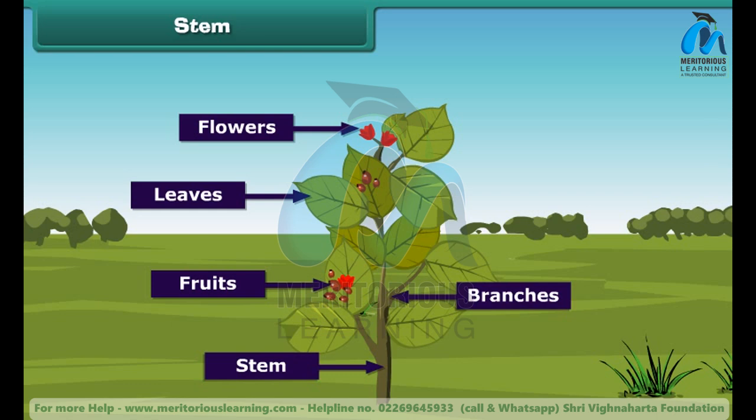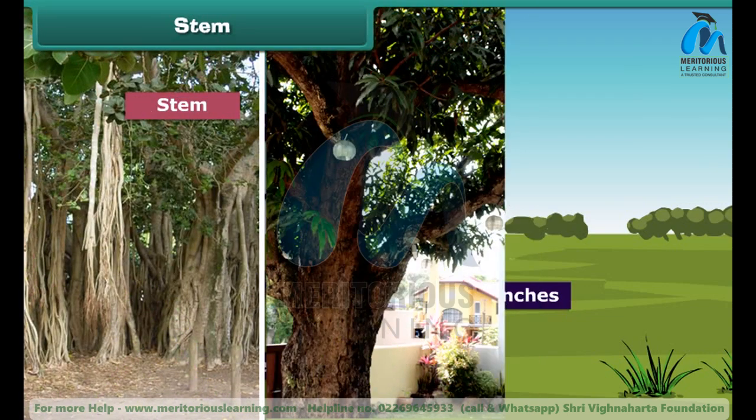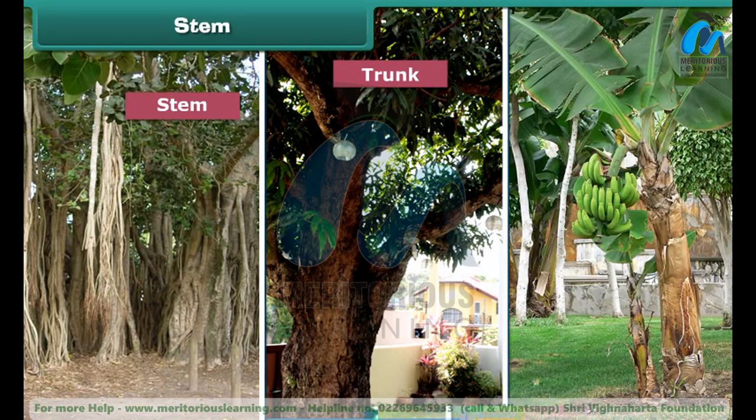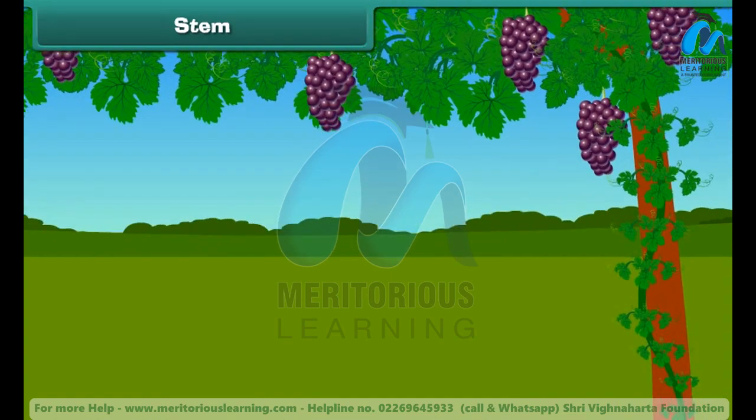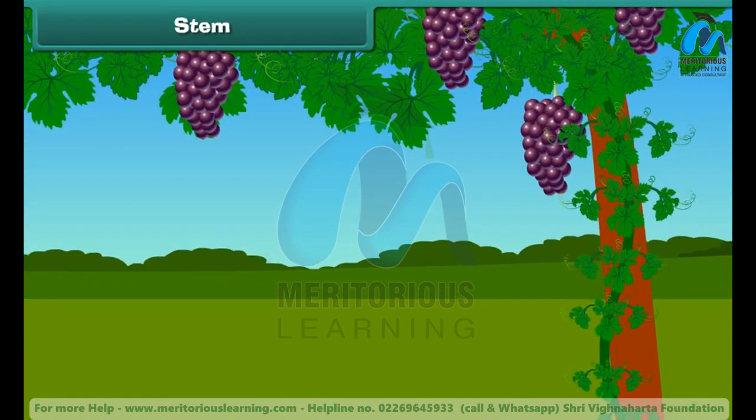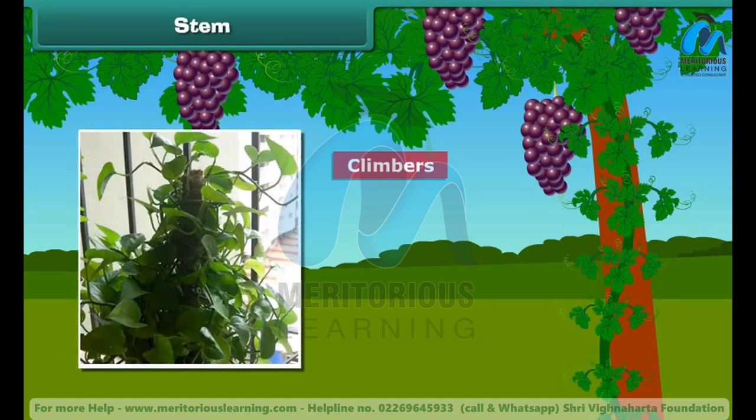Some trees like banyan and mango have hard, strong and brown stem. It's called trunk, whereas some trees such as banana have a thick but soft and green stem. In some plants, the stems are so weak that they cannot hold the plant upright. Such plants climb with the help of a support, so they are called climbers. Money plant is the best example of this kind.